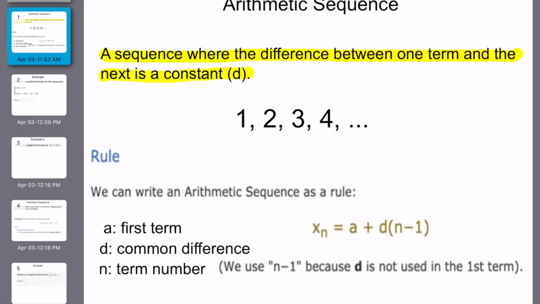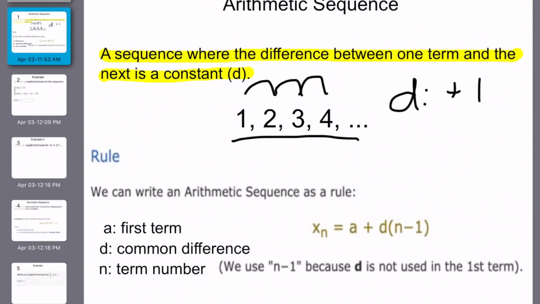So, a common difference in, let's say, our example right here, 1, 2, 3, 4, we are looking to see how can I go from 1 to 2, 2 to 3, 3 to 4. Well, in this case, D would be positive 1, or by adding by 1.